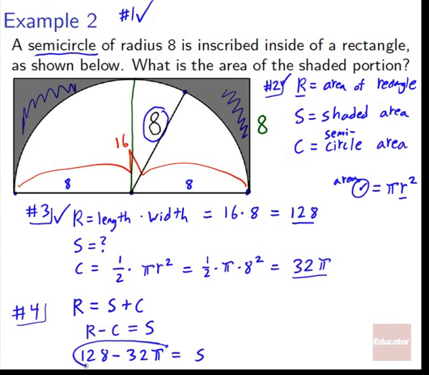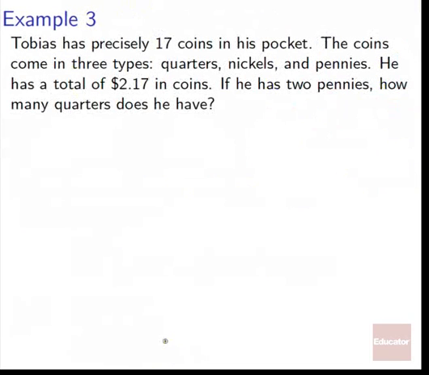And that is our answer, because there's no way to combine 32 pi and 128. They speak different languages. If we want, we could plug it into a calculator and get 32 times 3.14 and then get something. But 128 minus 32 pi, that's a great answer. There we are. Next example.